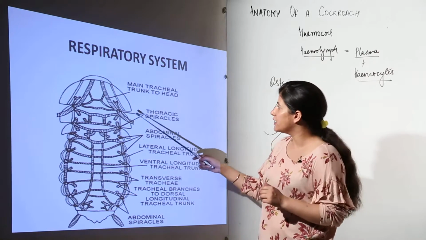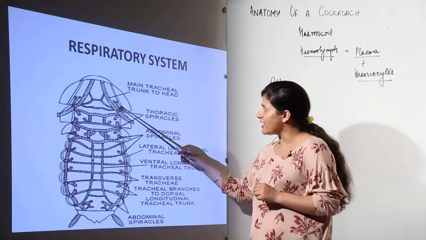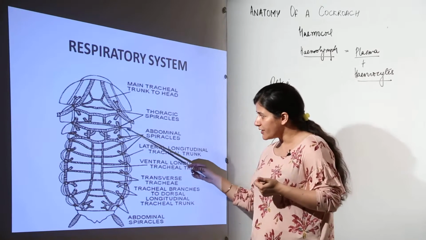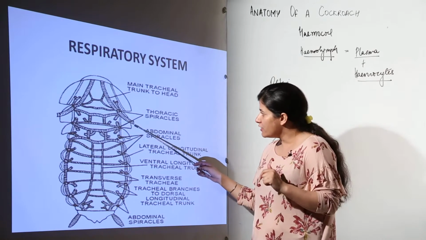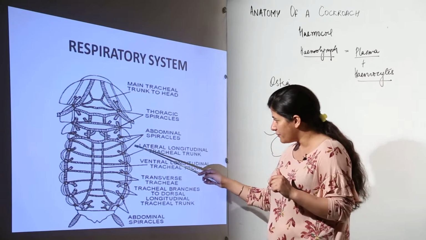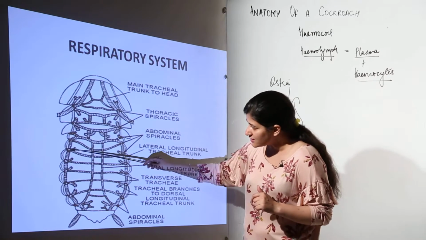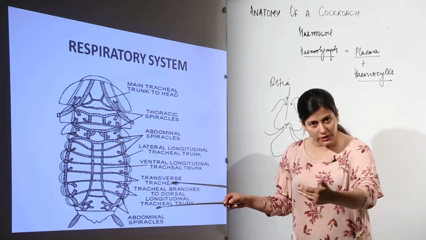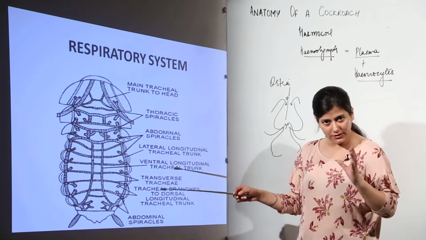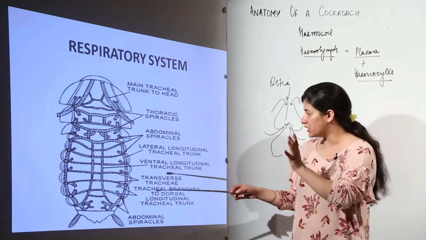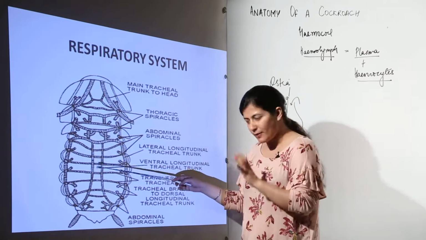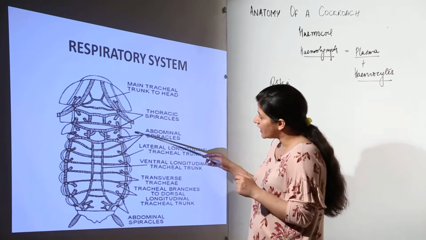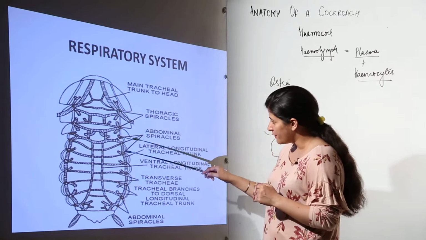You can see over here the main tracheal trunk to the head, and the thoracic spiracles are supplying the blood to it. Not blood, pardon me, it's the air. You have thoracic spiracles, then you have abdominal spiracles. Now what are spiracles? These are the small openings from where the cockroach's body is connected to the atmosphere, or whatever ambient habitat it is in. The spiracles are the main site, or you can say it is a hole, an opening from where the air enters. Then we have abdominal spiracles.